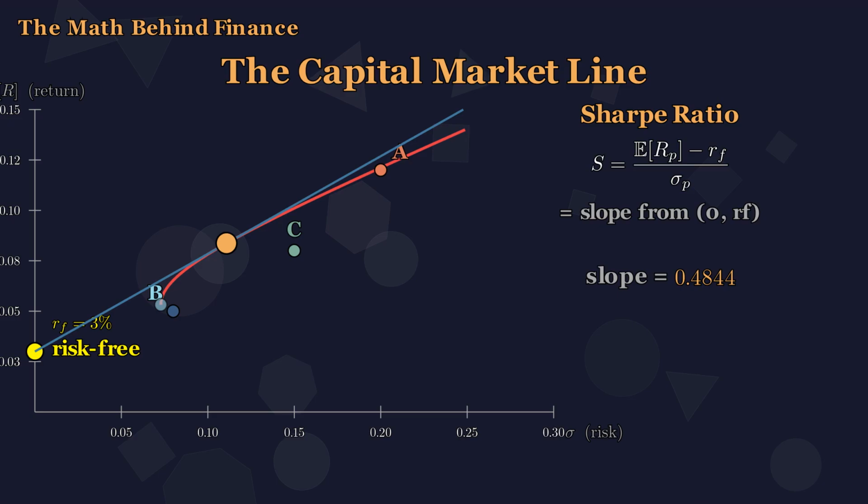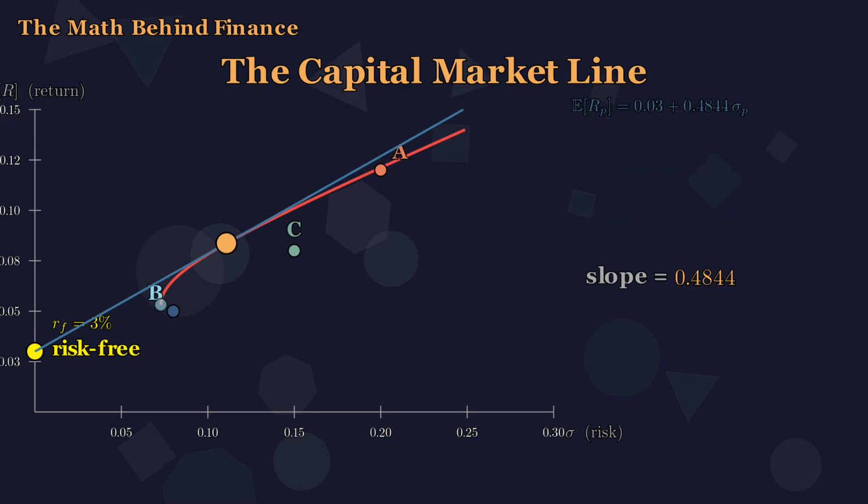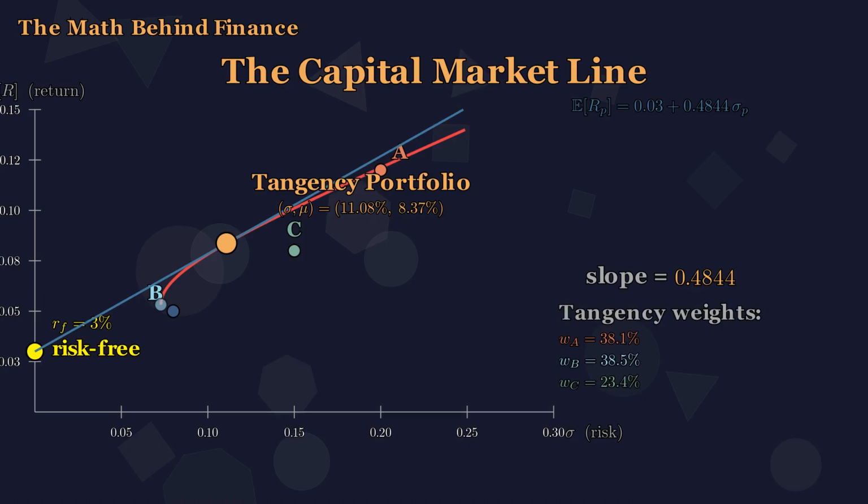It's unreachable. This is the capital market line, the unique best linear trade-off between risk and return anywhere in the universe of our three assets. This tangency point is the single most efficient risky portfolio in existence for these three assets at this risk-free rate. It sits at about 11% risk, 8.4% expected return. The composition: 38% stock, 39% bond, 23% alternative. Every rational investor, given these inputs, should hold exactly this mix of risky assets.